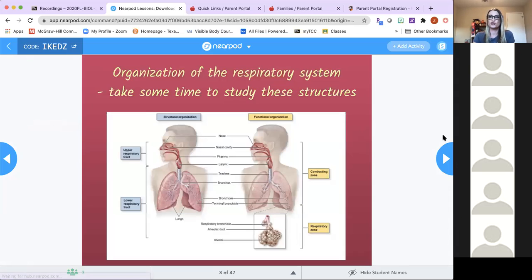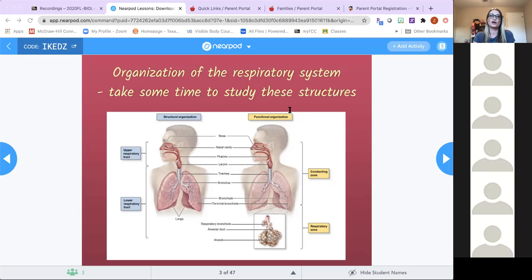We're going to switch to this next slide now. The respiratory system is structurally divided, as you can see on the slide. If you are in the Nearpod, well, actually, you can see it on your screen too. The respiratory system is structurally divided into upper and lower respiratory tract. Upper respiratory tract is going to include the structures that are found in your head. So this is going to be your nose, nasal cavity, and pharynx.